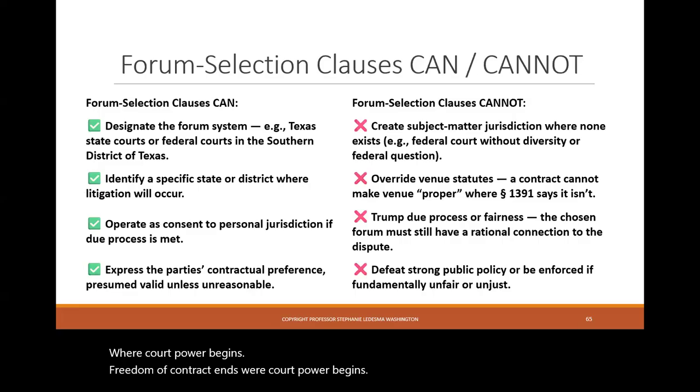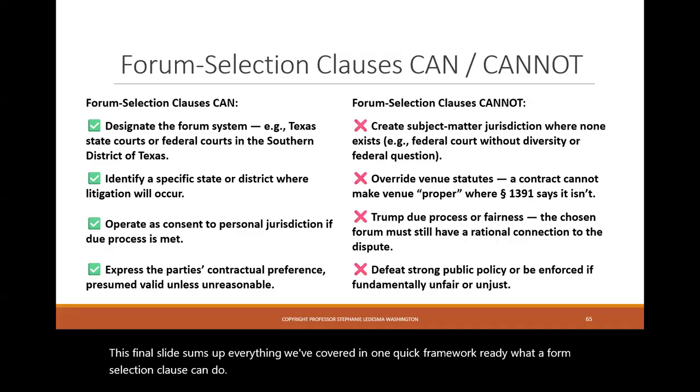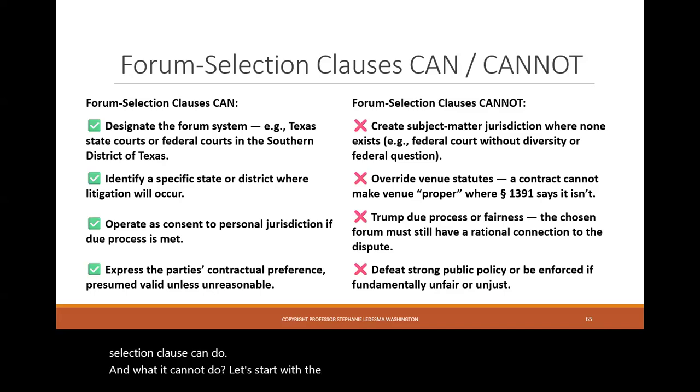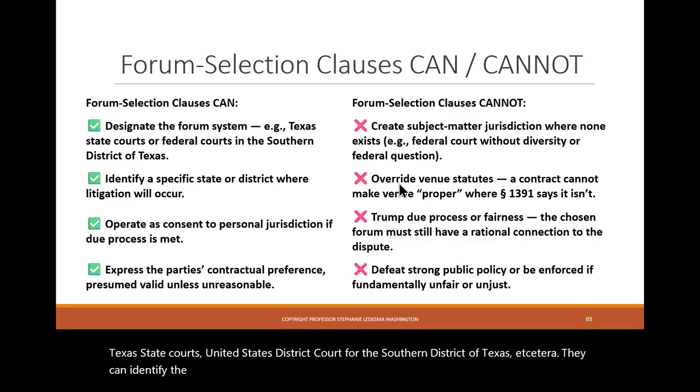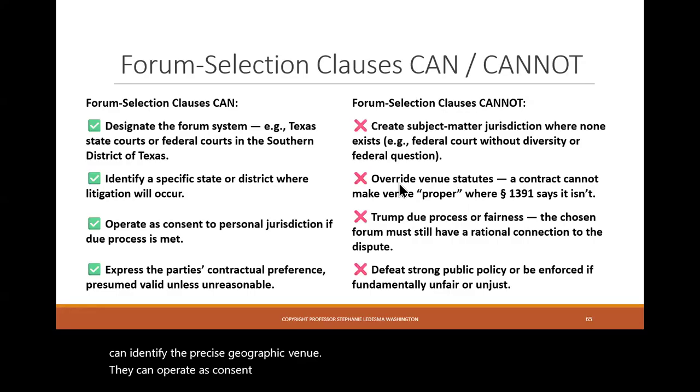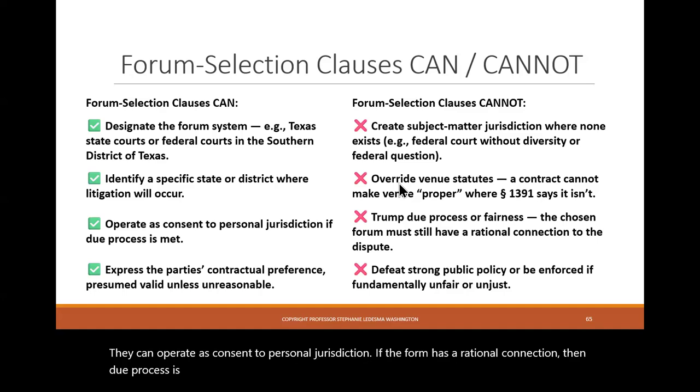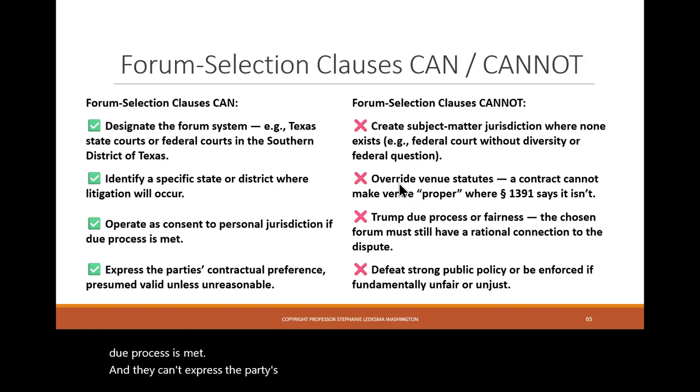This final slide sums up everything we've covered in one quick framework. Ready? What a forum selection clause can do and what it cannot do. Let's start with the left column. What these clauses can do. They can designate the forum system: Texas state courts, United States District Court for the Southern District of Texas, etc. They can identify the precise geographic venue. They can operate as consent to personal jurisdiction if the forum has a rational connection and due process is met. And they can express the parties' contractual preferences.